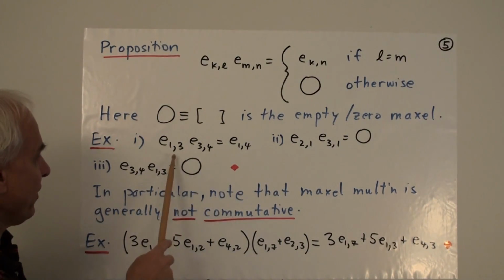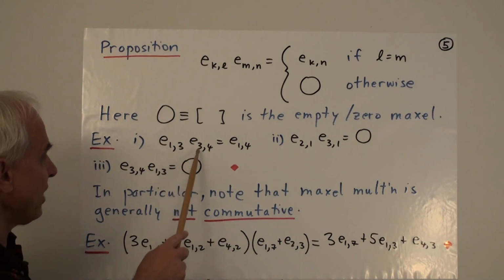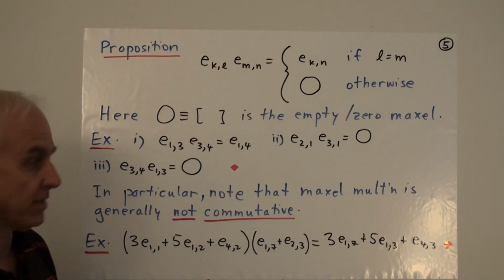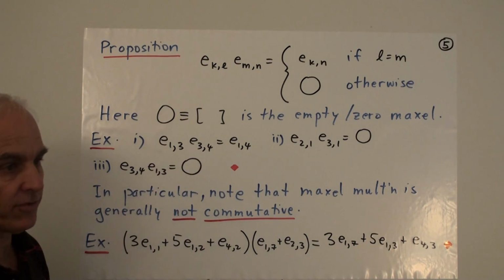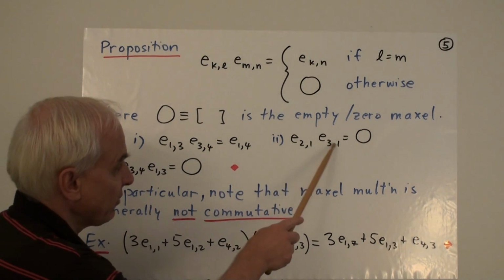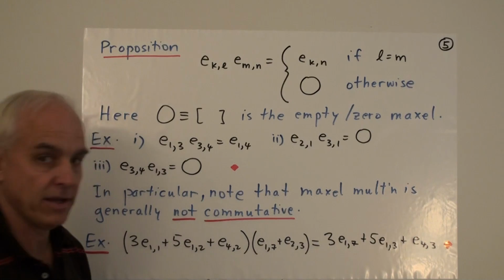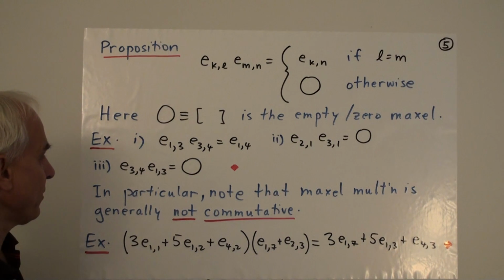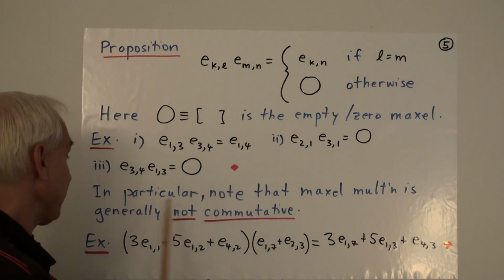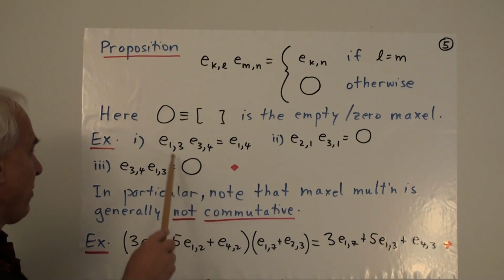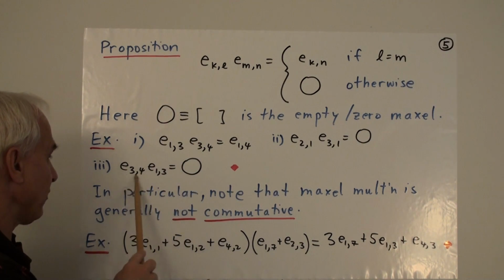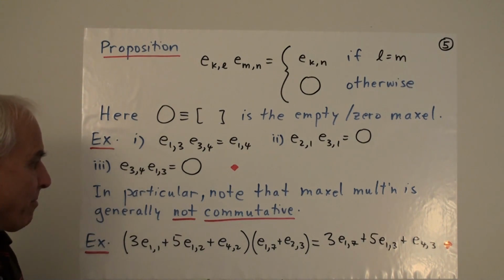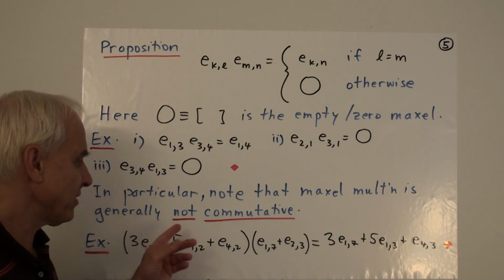So for example, otherwise it's very familiar. So E13 times E34 equals E14. The 3s that are there are common, so we're getting something that's non-empty, and what we're getting is just the outside ones. E21 times E31, here the inner ones are not equal, so we're getting the empty Maxel. E34 times E13, also the empty Maxel. And note in particular that Maxel multiplication is generally not commutative. For example, E13 times E34 is not equal to E34 times E13. So that's an obvious but important thing to note, that our Maxel multiplication is not in general commutative.